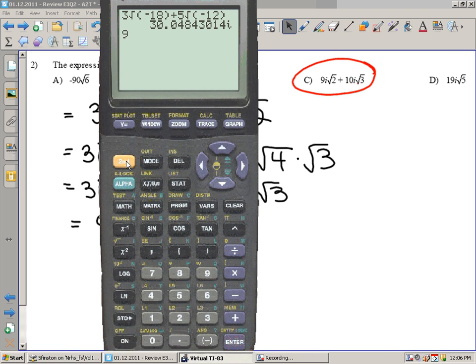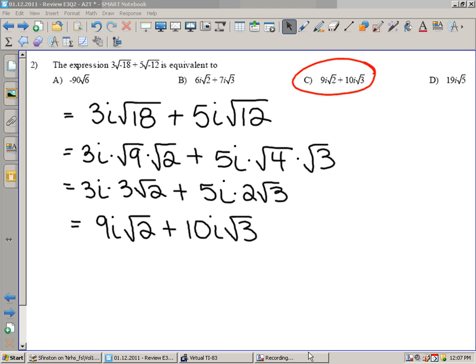You want to find the one that when you enter it in, does this. See? Same number. Find the multiple choice that matches it perfectly, and that's the correct answer.